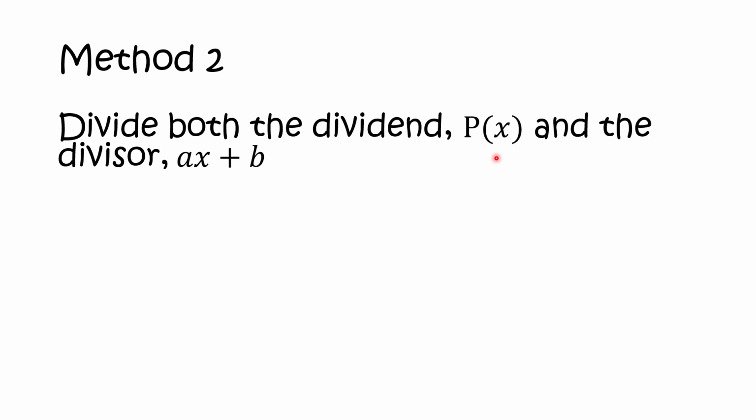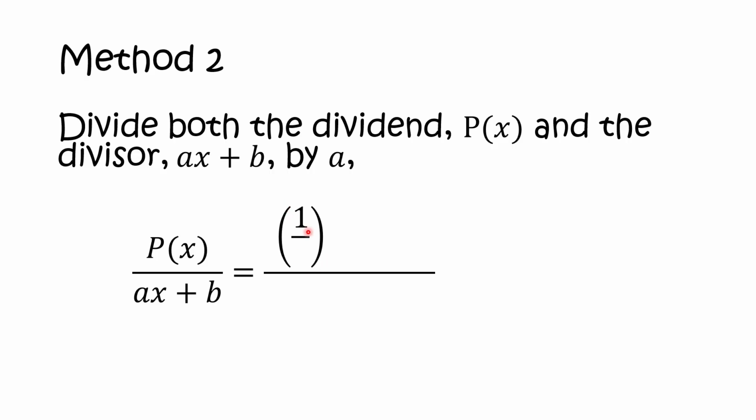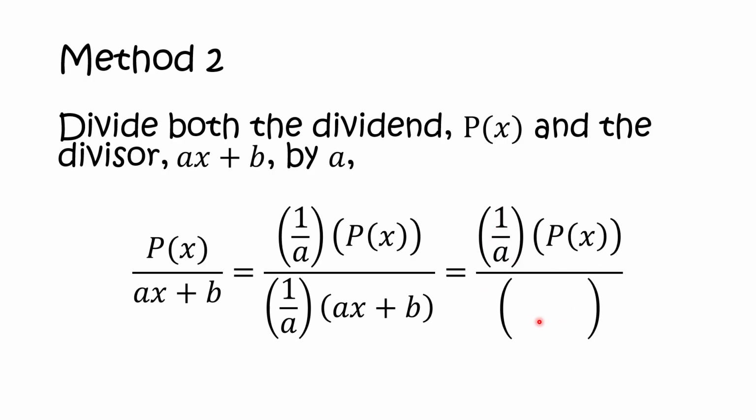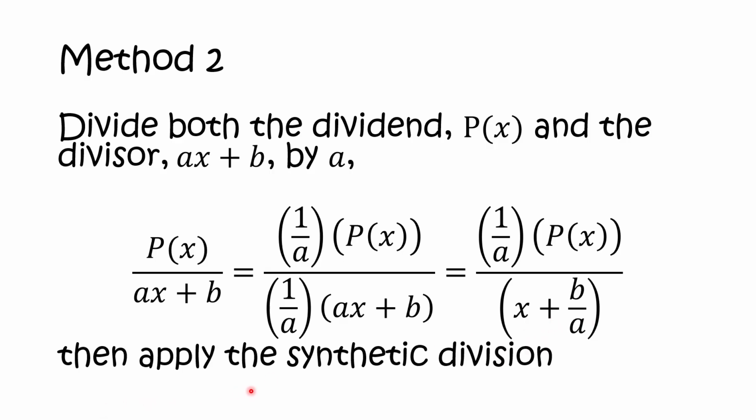So dividing the dividend and the divisor by A, we're going to have P of x over Ax plus B. You recall that dividing by A is the same as multiplying by 1 over A. So we're going to multiply the dividend by 1 over A as well as the divisor by 1 over A so that we have it in that format. Now, simplifying that, we would have 1 over A times P of x, and that will be over x plus B over A. And then we apply the normal synthetic division, and that is it.